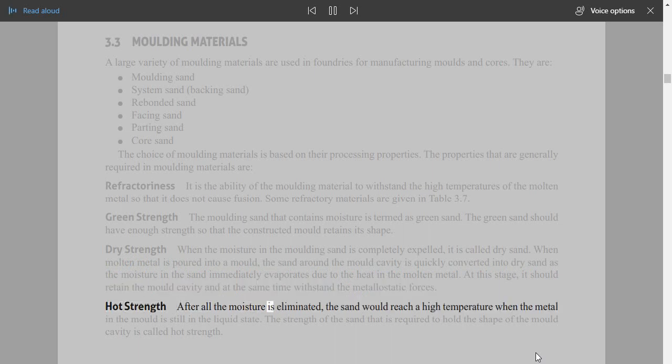Hot strength. After all the moisture is eliminated, the sand would reach a high temperature when the metal in the mold is still in the liquid state. The strength of the sand that is required to hold the shape of the mold.